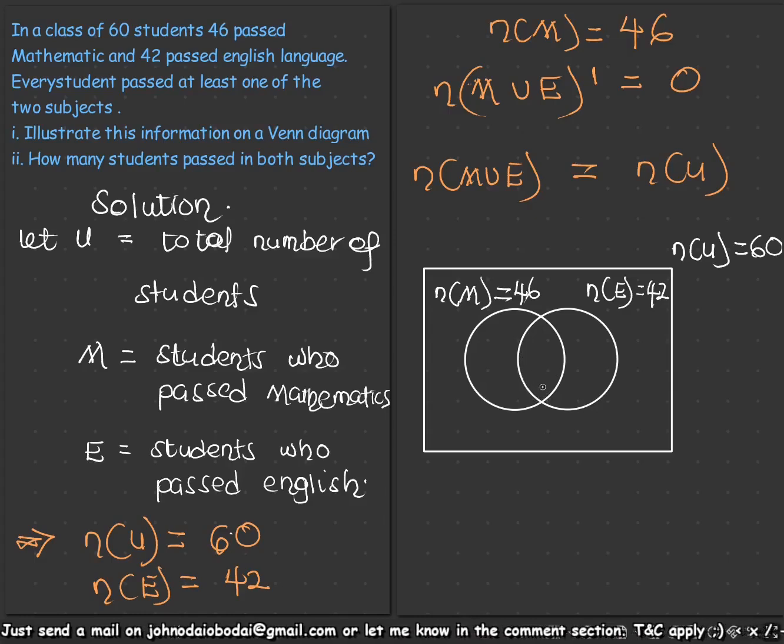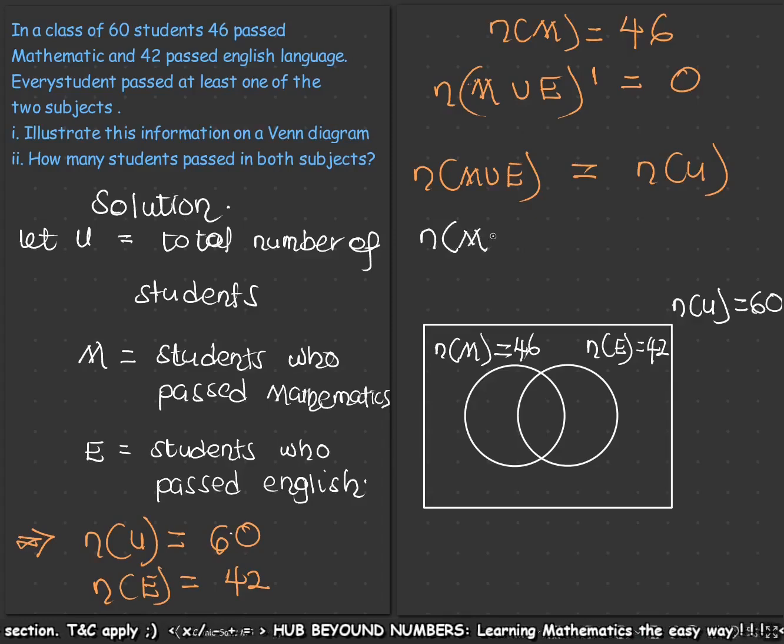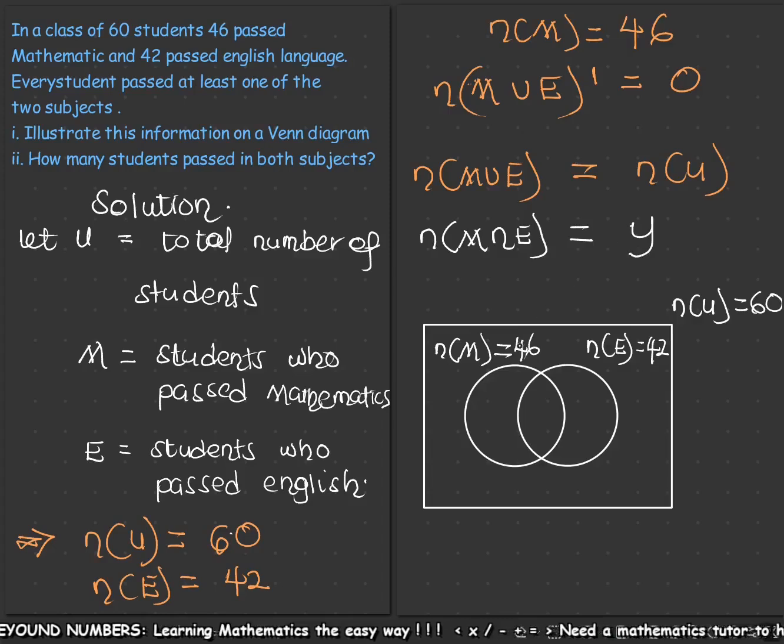As you can see, we weren't told the intersection in the question. So we represent that with a variable, and we should write that over here as well. So we say n of M intersection E is equal to any variable at all. Let's just make it a y. So we put that y inside where the two circles intersect.